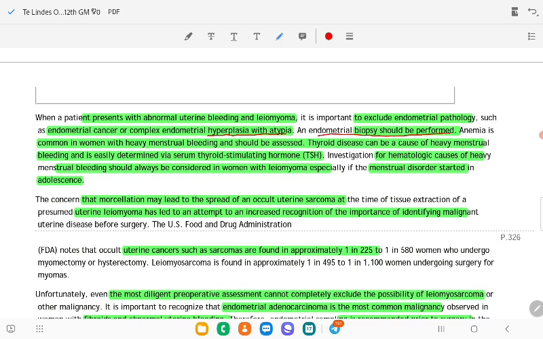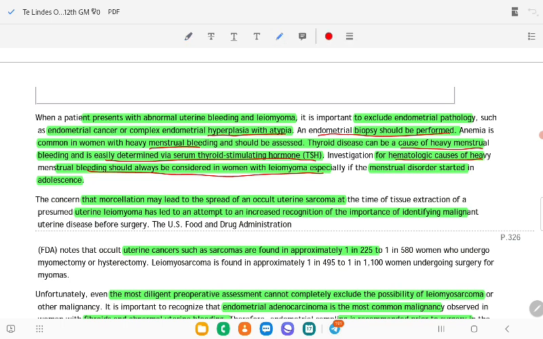Anemia is common in women with heavy menstrual bleeding, and that should be assessed. Thyroid disease may be a cause of heavy menstrual bleeding, and that should be ruled out by doing a TSH. Investigation for hematological causes of heavy menstrual bleeding should always be considered in women with leiomyoma.